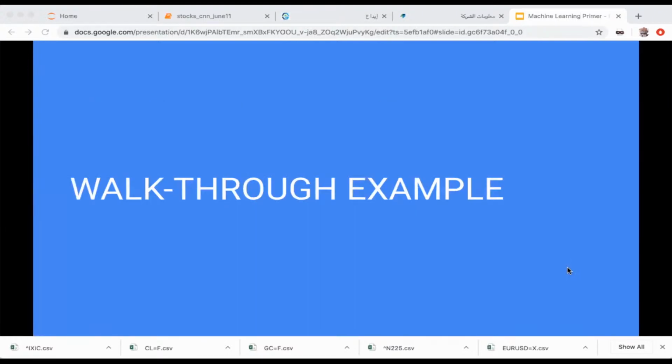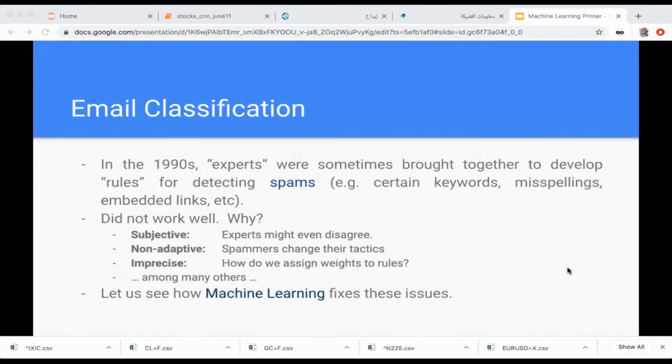Okay, so let's take a detailed walkthrough example to see how machine learning works under the hood. So I'm going to use a very simple example with a very simple machine learning algorithm to illustrate the main idea. Of course, modern applications today can be much more involved. Okay, so the example I'm going to use today is email classification. So suppose you are an email service provider and you would like to classify emails into either spams or non-spams. How would you do that?